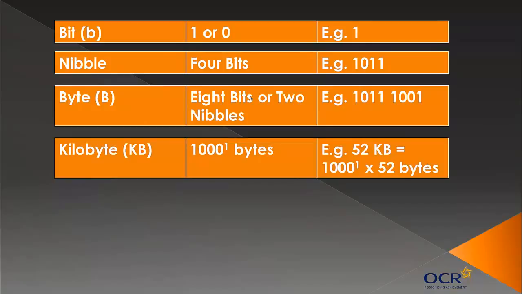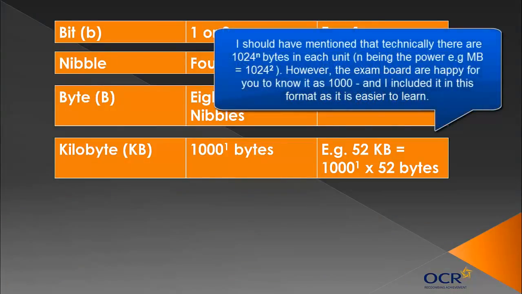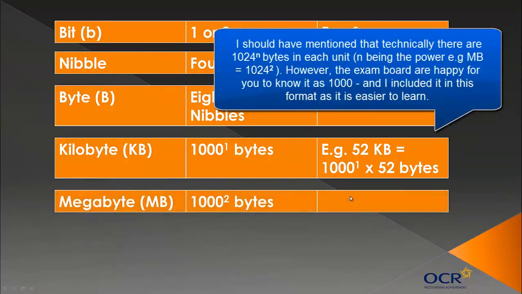We use prefixes to make them bigger because a byte on its own is small, and we use these prefixes to label file sizes. A kilobyte is 1000 to the power 1 bytes. 1000 to the power 1 simply means 1000. If you had a question that asked you to represent 52 kilobytes in terms of bytes, you'd do 1000 to the power 1 times 52. Then a megabyte is logically 1000 to the power 2.